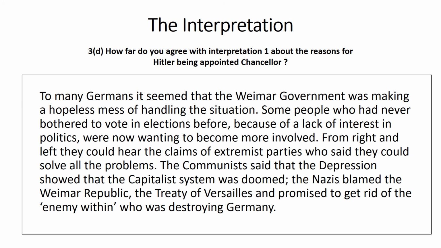I think at this point, you're probably ready to write this paragraph. Remember, we're just doing the for side of the argument. So I just want you to write the analysis of interpretation one. You can use the two bits I've done and then just find another quote from the interpretation that we haven't looked at so far. There's plenty in there. You could talk about the Treaty of Versailles, for example, or the enemy within. So lots to talk about.